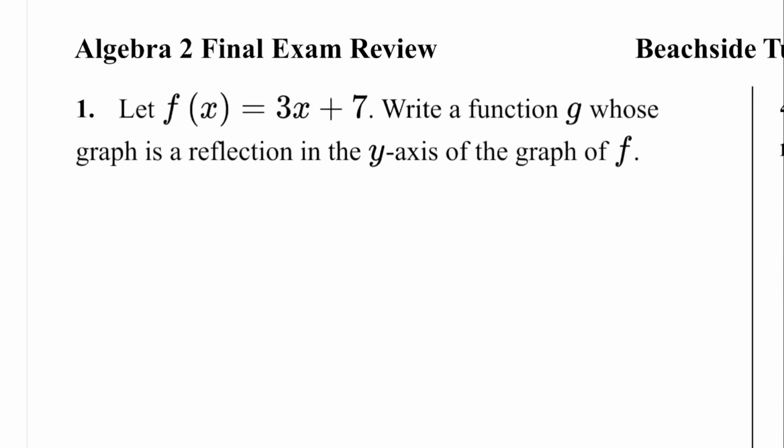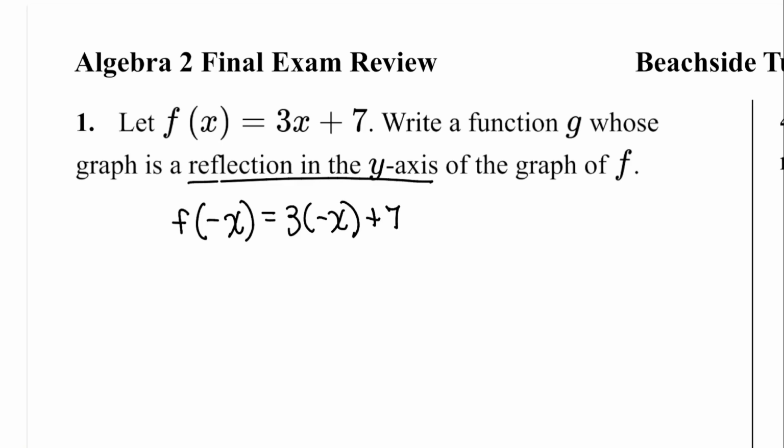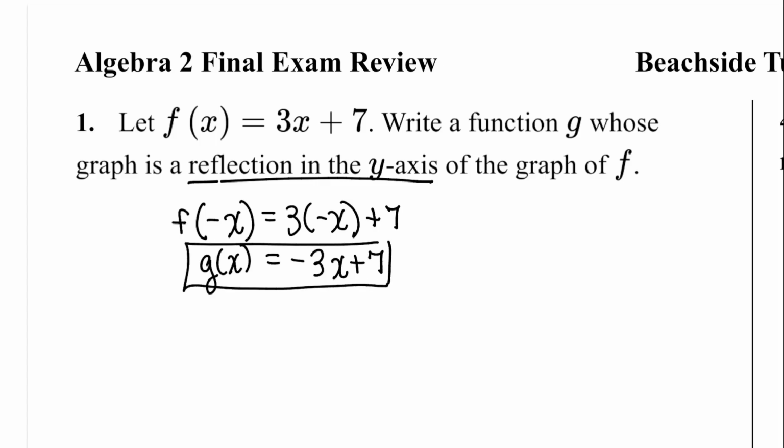Let f of x equal 3x plus 7. Write a function g whose graph is a reflection in the y-axis of the graph of f. Whenever we have a reflection in the y-axis, that means that we are replacing x with negative x. So we're going to evaluate this function and simplify. So negative 3x plus 7, and that will be our g of x. So this is our answer.